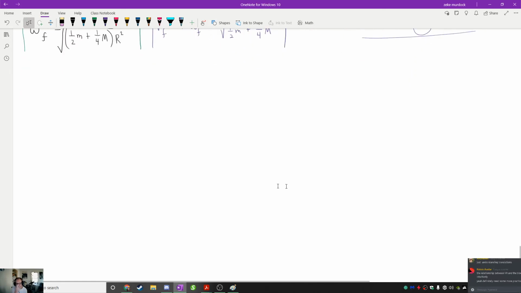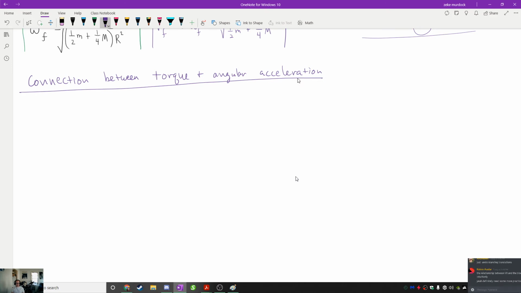So the next thing to do is to look at objects that are rolling, okay? And also to look at things like pendulums or pulleys that have masses and how that affects motion. But to do that, we need to look at the connection between torque and angular acceleration. Okay.